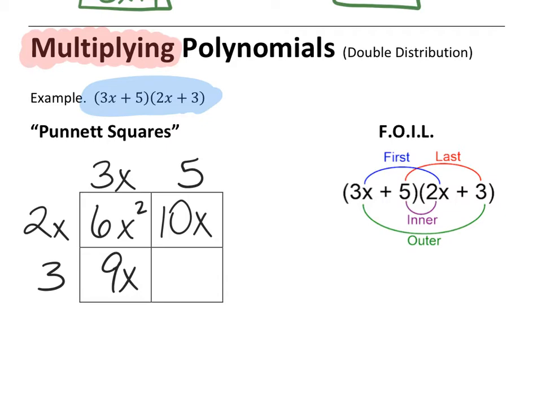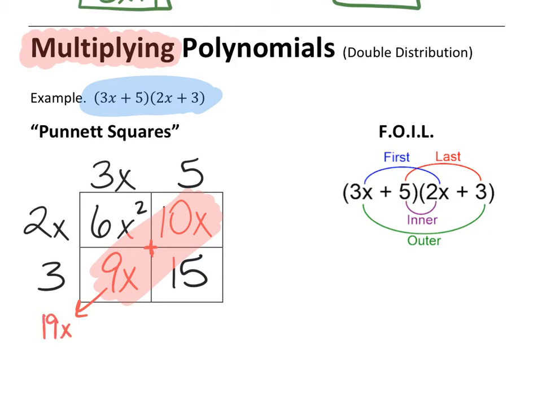3 times 5, 15. Does everyone see how we filled in the Punnett square? What do you notice about the numbers on this diagonal? They're both x's. They're like terms. So what do we do with like terms? Combine like terms. We're going to add them. Look at this plus sign that sits right in the middle of them.